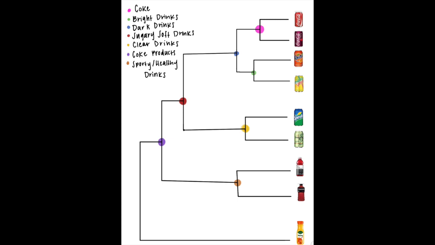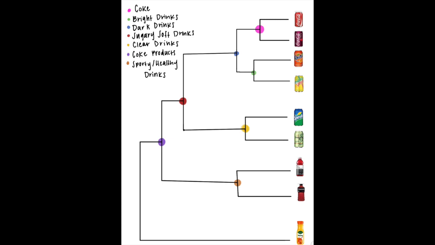I have highlighted all of the internal nodes with different colors, each color representing the most recent common ancestor. The internal nodes of a phylogenetic tree represent a common ancestor of all other organisms within the area of the tree. In the top group, we have Coke, Cherry Coke, Fanta, and Mello Yellow. This group is represented as sugary soft drinks that are dark in color.